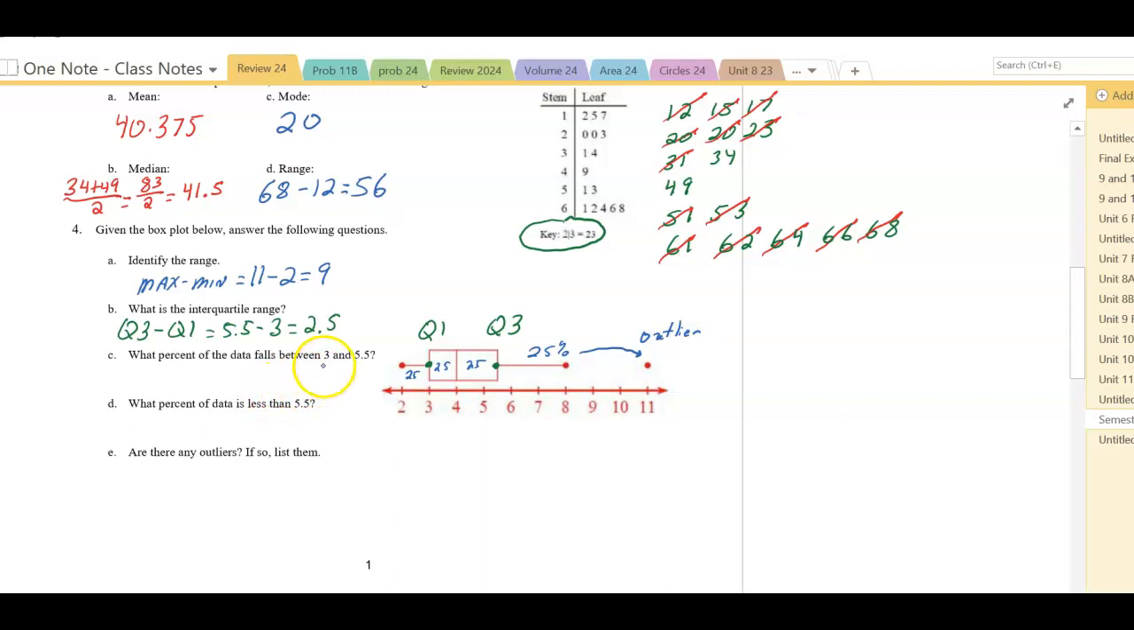So what percent lies between 3 and 5.5? That would be 50%. Less than 5.5 would be 25, 25, 25, or 75%. It would be these three that I'm just highlighting. And then the outlier, as I discussed earlier, was 11.